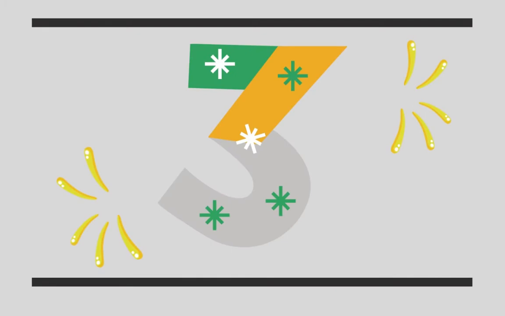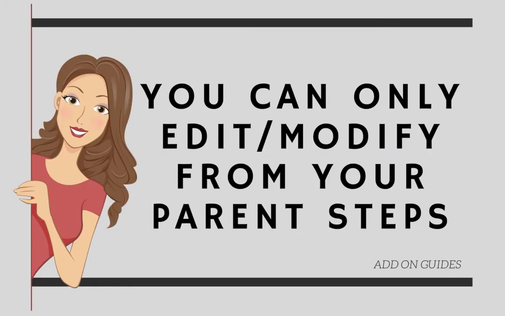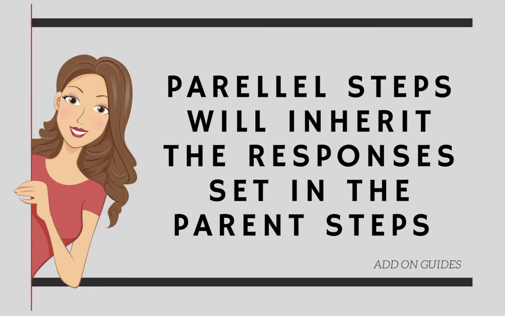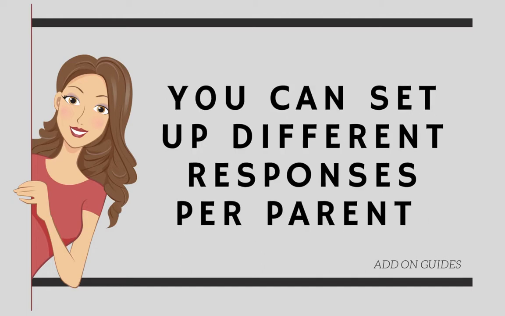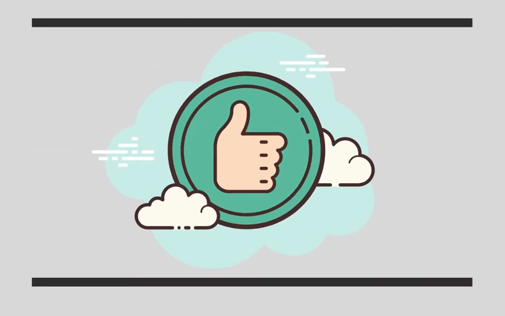First things first, I need you to remember 3 things. 1, you can only set up or edit the responses from your parent steps. So this could be the default one or the succeeding ones. Second, if you have parallel steps, they will inherit the responses you've set up from your parent steps. And lastly, if you have multiple parent steps, you may choose to nominate or designate a different response per parent step or keep a uniform response across all steps. Good? Okay, let's go.